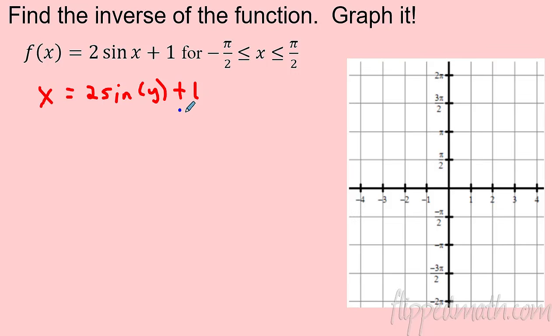So we switch x and y, solve for y. So can I solve this equation? Sure, just subtract 1 from both sides. We've got x minus 1 equals 2 sine y. And we've got 2 sine of y right here.